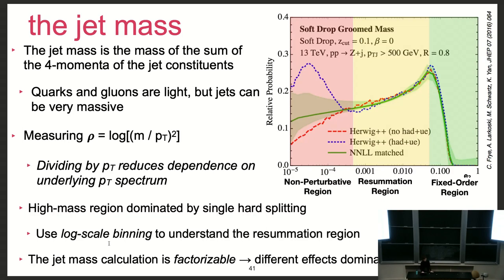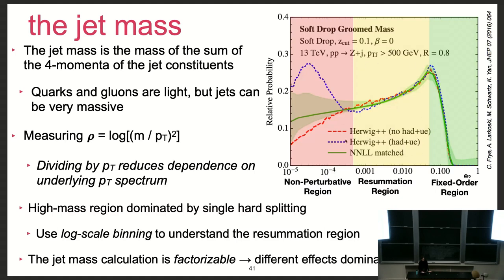One other thing to point out is that one of the reasons this is possible in the first place is that after you've applied soft drop grooming, the jet mass calculation is factorizable. So different effects appear in different places in the jet mass distribution. You can see here the rho distribution. This is not our measurement, this is just from one of the theory predictions. In the high mass region, which is up here, this is where the fixed order part of the calculation comes into play, which is something that we could always do.